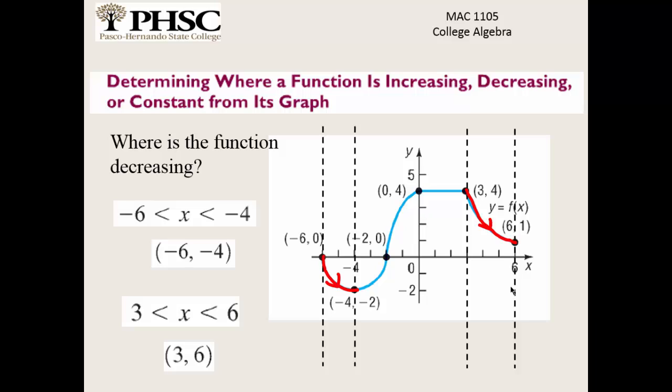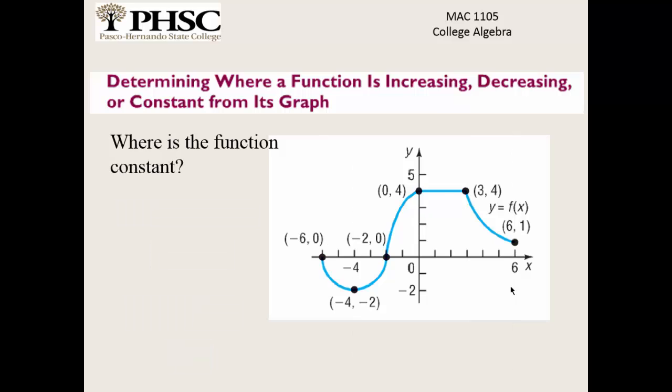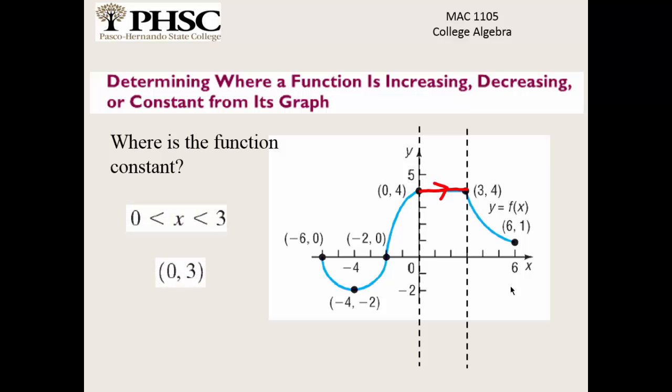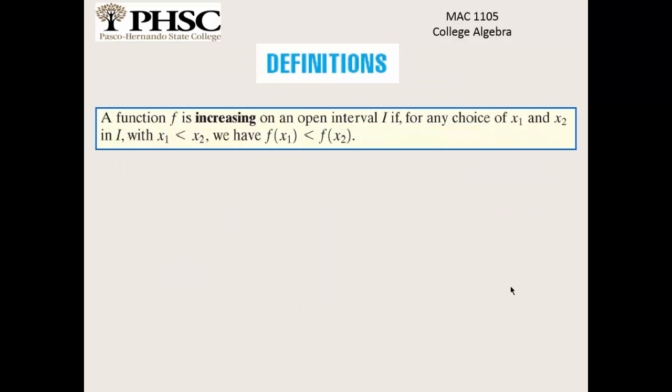And that's what we call an interval. So when x is between negative 6 and negative 4, that's an interval. Between 3 and 6, that's an interval. So where's the function constant? We can see that the function is constant between 0 and 3. And that means that f of 0 is equal to f of 3, or f of 1 is equal to f of 0, f of 2 is equal to f of 1, and so on and so on. So therefore the function is constant.